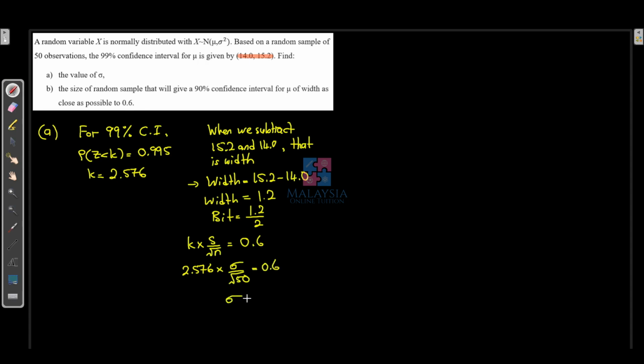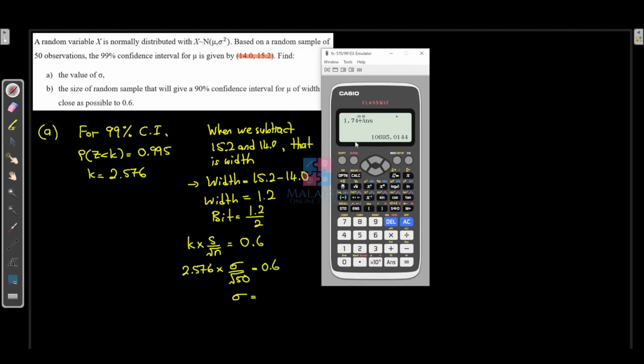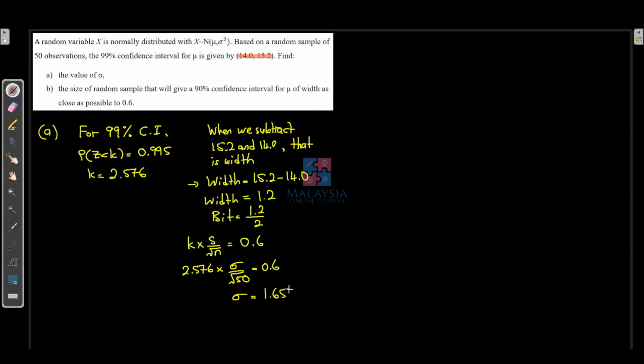So then our sigma is going to be, oh my god, that is a hideous one. Our sigma is going to be 0.6 divided by 2.576 times square root 50. So we get the value of sigma to be 1.65, correct to 3 significant figures. And that's all for question number 2, part A.